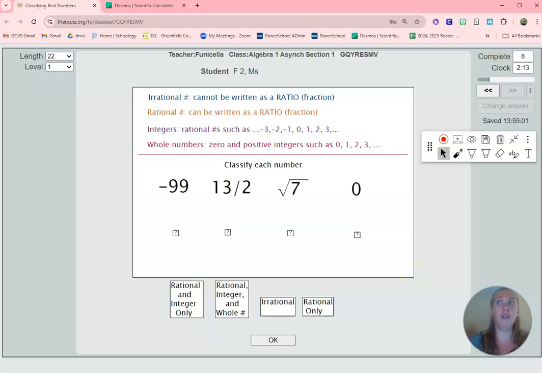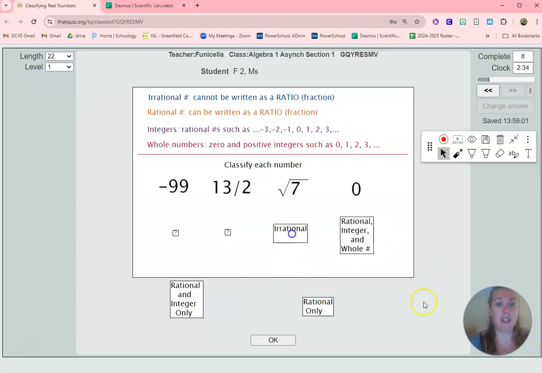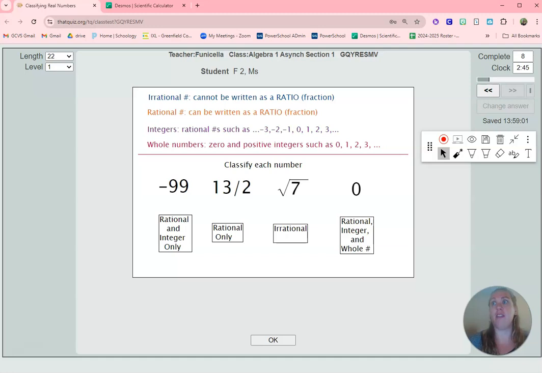Same thing as we're working through this. We have irrational, rational, integer, and whole, and we're categorizing these 4 numbers here. So I'll give you a second to try this one on your own, and then you can check your answer. We have 0 here, which is certainly a whole number. I can tell that our root 7 is the irrational one. It is not a perfect square. 13/2 is rational. And -99 is rational and an integer. So we're plugging those 4 in. Pause if you need, and then hit OK when you're ready.